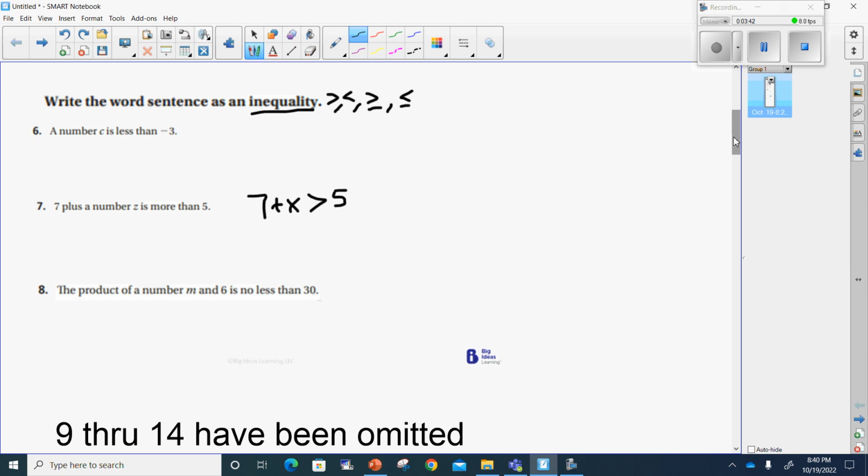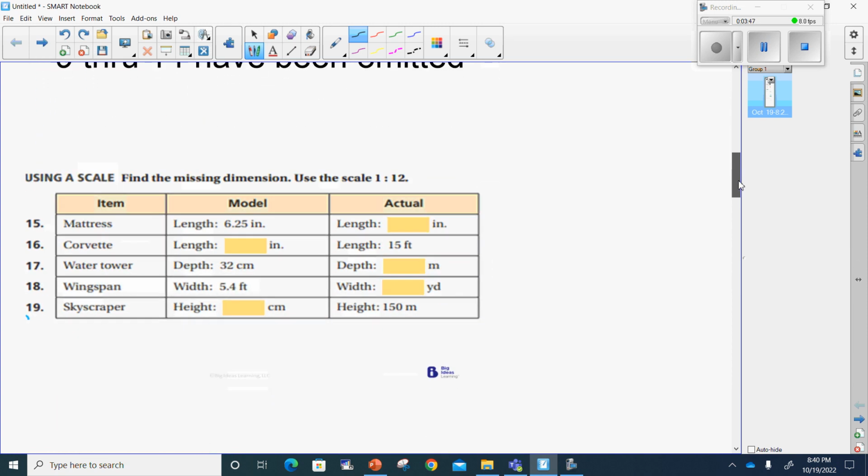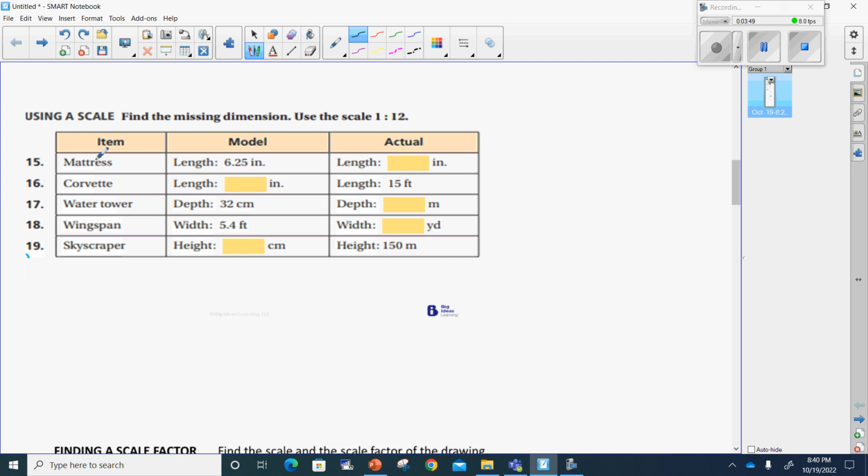Let's go to number 9. 9 through 14 have been omitted. We're not going to be doing those. So we're going straight to number 15 now. Find the missing dimension using the scale 1 to 12. Okay, it's 1 to 12.